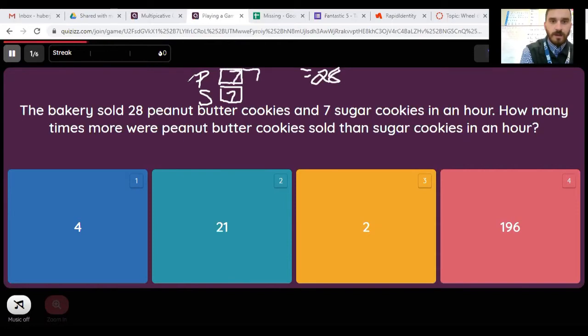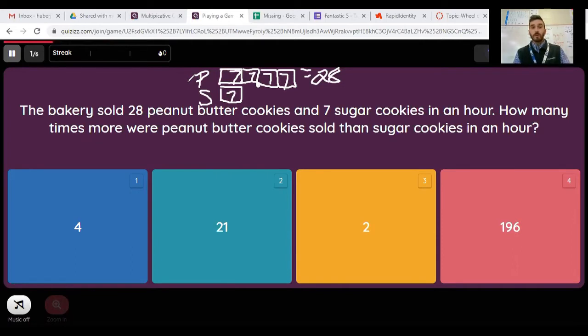I think I got up to 2 boxes. All right, so again, my picture's got to be equal to 28. I do another box of 7. That would get me to 21. Got to draw another box. Once I do that 4th box of 7, there's my 28 peanut butter cookies.